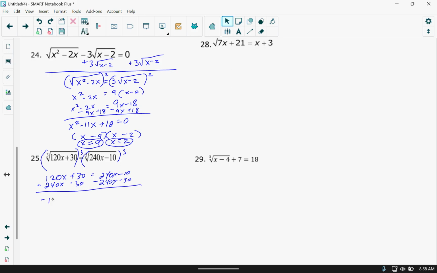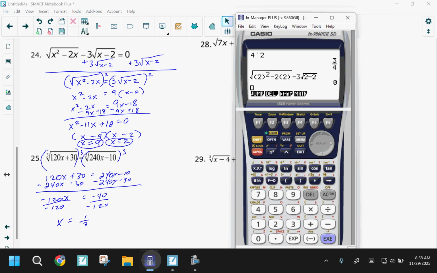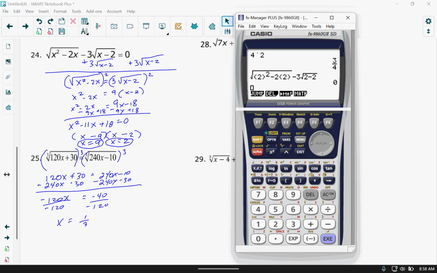So I'll have negative 120x equals negative 40. Then I'm going to divide by negative 120. So x equals 1 over, I believe that is 3. And it's going to be a positive 1/3. So then again, I'm just going to check them in the calculator, make sure it gives us the same number on both sides. Let me delete all this stuff because it bothers me. Yes, delete, delete, yes. Okay.